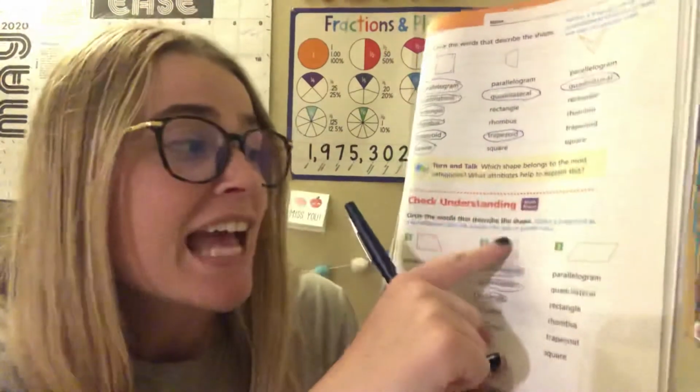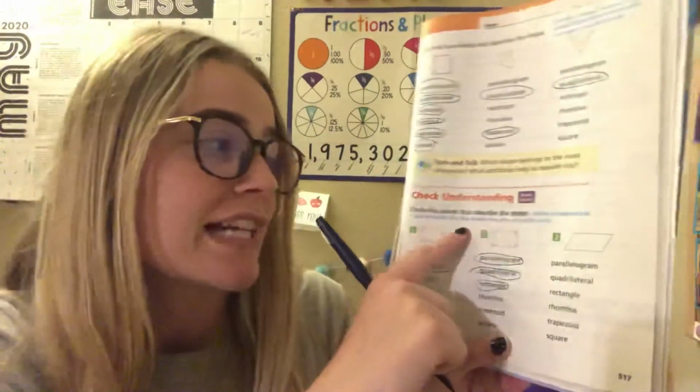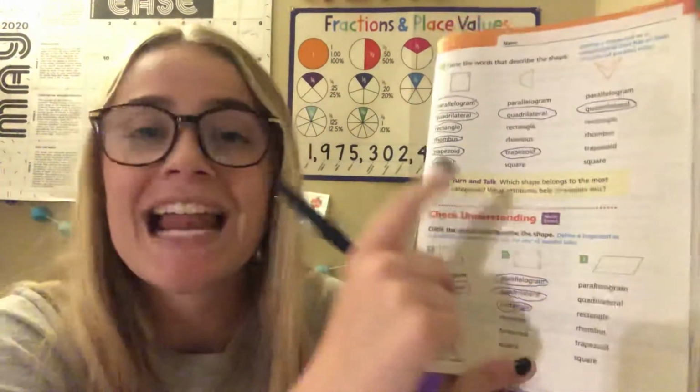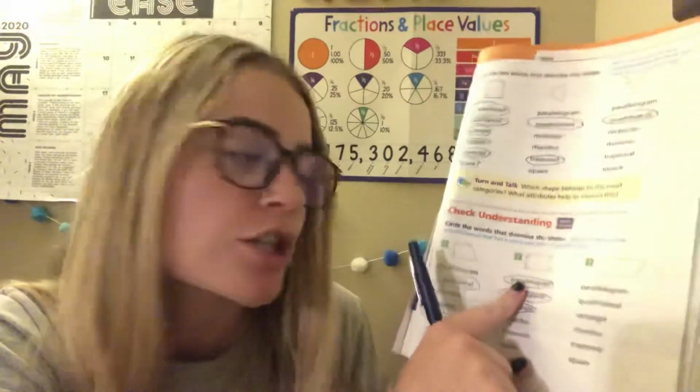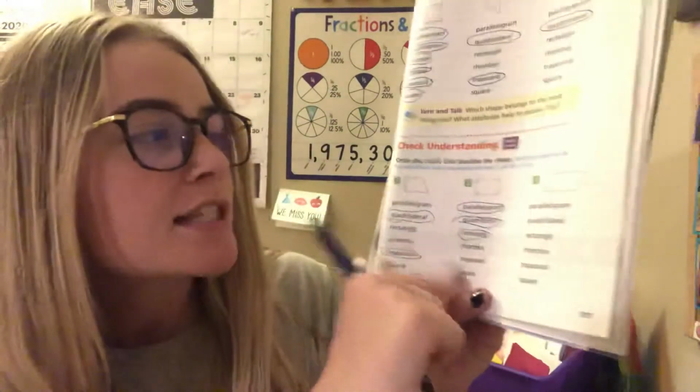Trapezoid, no, not in this case, because in this case, trapezoid is defined as a quadrilateral that has exactly 1 set of parallel sides. This one has 2. So in this case, it would not be considered a trapezoid. And it is not a square because it does not have 4 equal sides.